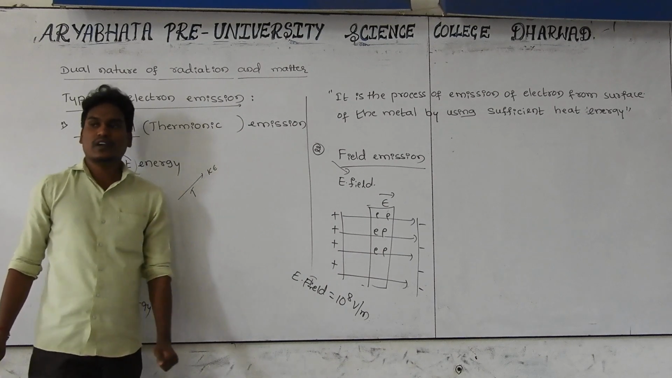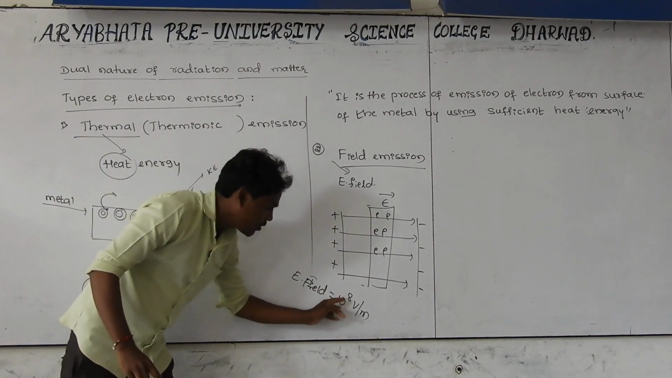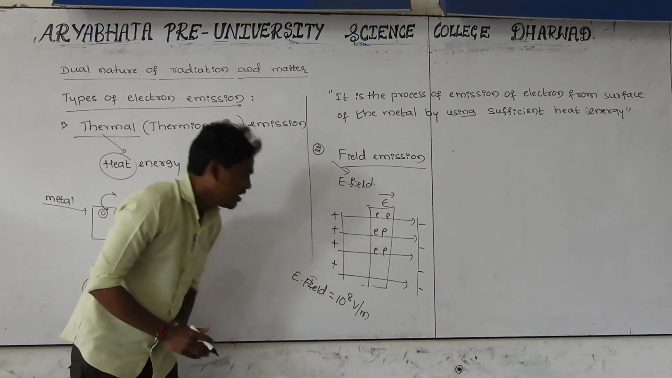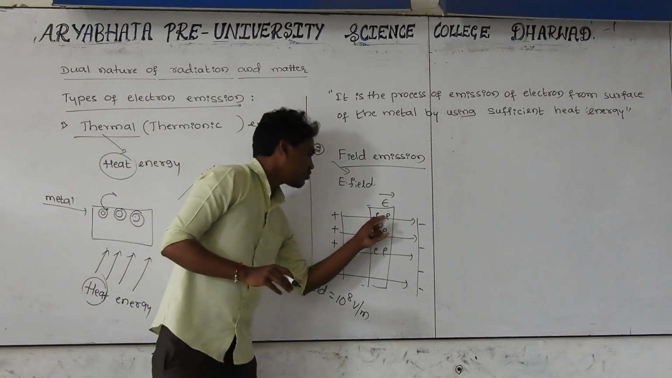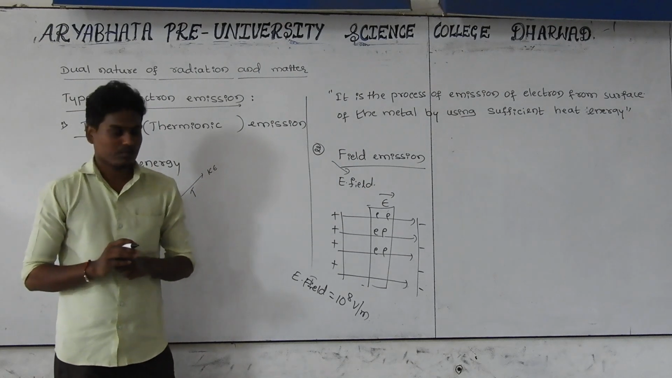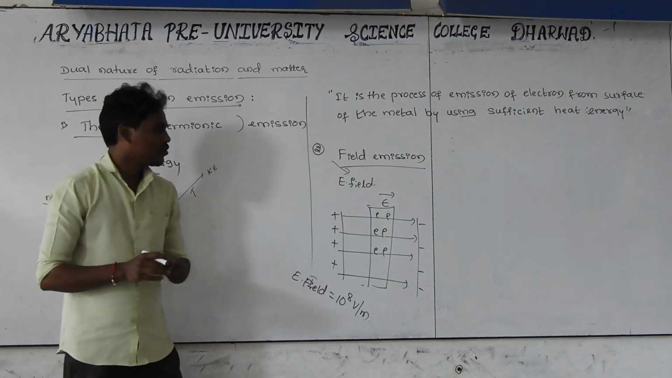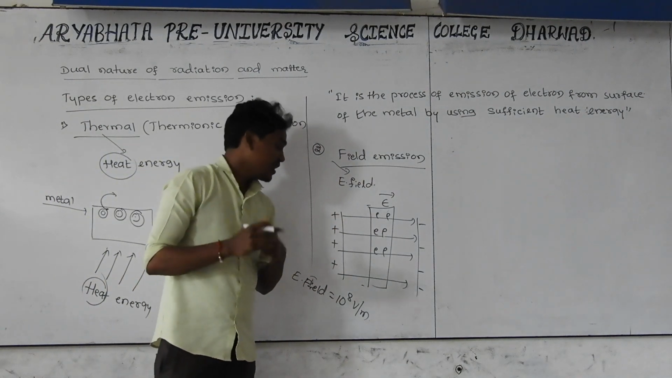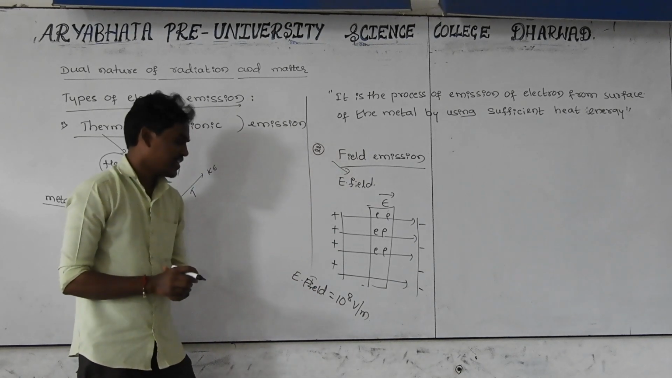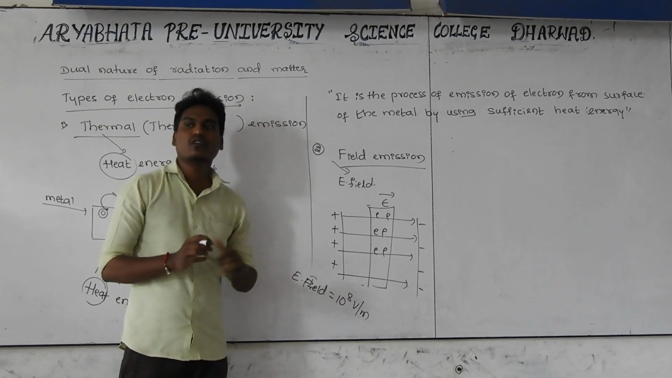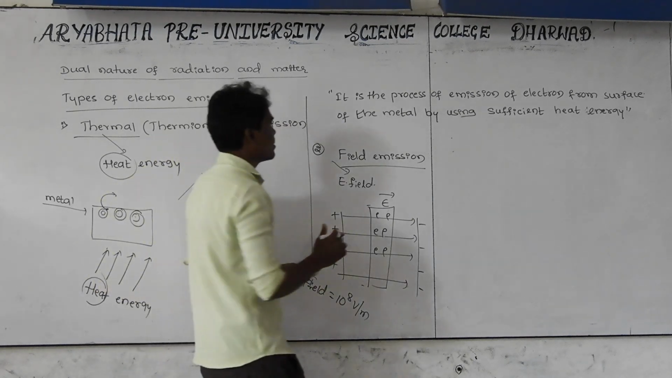If the electrical field intensity is less than 10 to the power 8 volt per meter, there is no possibility to take the electron from the surface of the metal. In order to emit the electron from the surface of the metal, minimum we need to supply an electrical field intensity of 10 to the power 8 volt per meter.